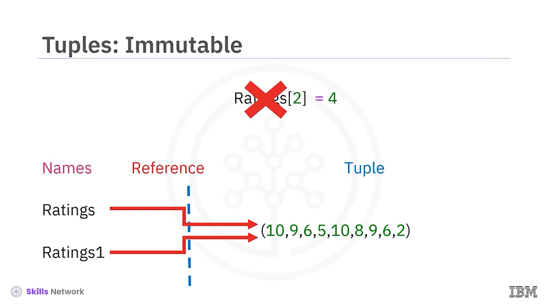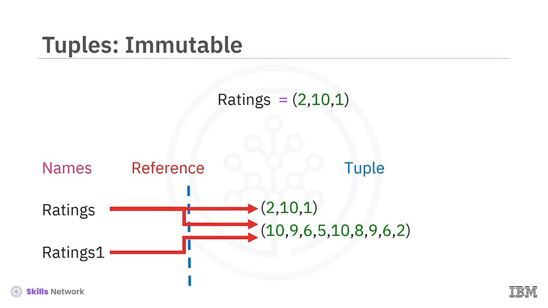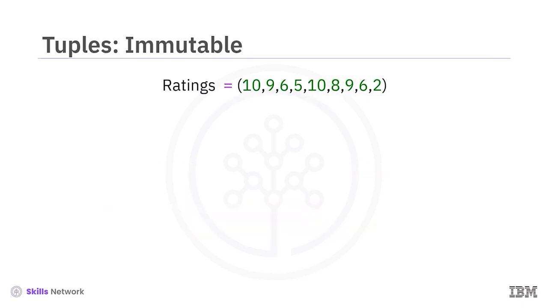Therefore, ratings1 will not be affected by a change in ratings because the tuple is immutable, i.e., we can't change it. We can assign a different tuple to the ratings variable. The variable ratings now references another tuple. As a consequence of immutability, if we would like to manipulate a tuple, we must create a new tuple instead.